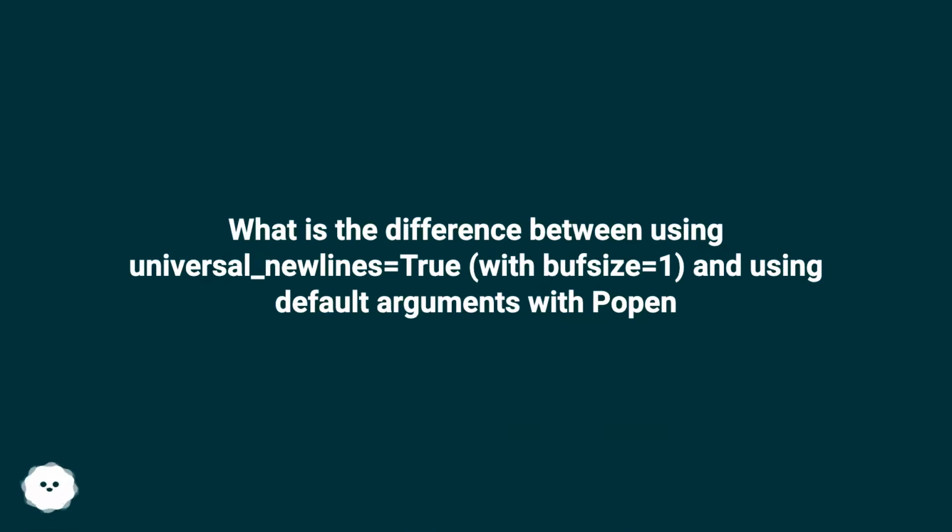What is the difference between using universal_newlines=True with bufsize=1, and using default arguments with Popen?